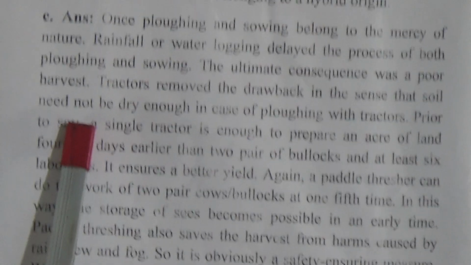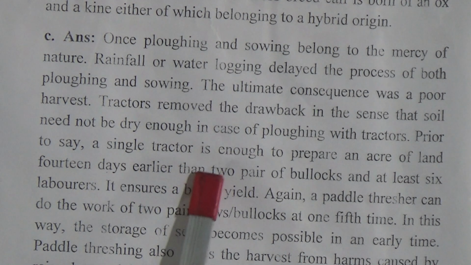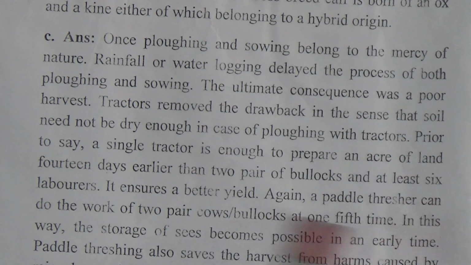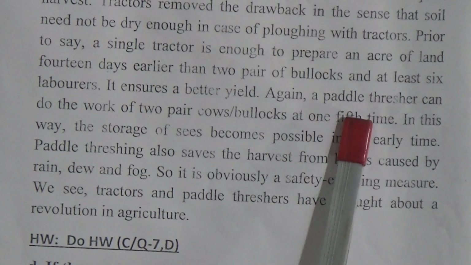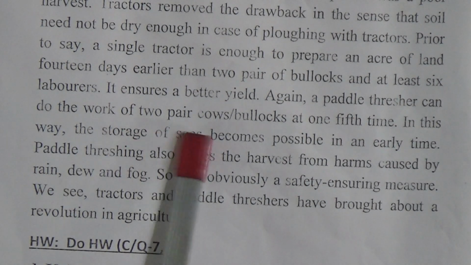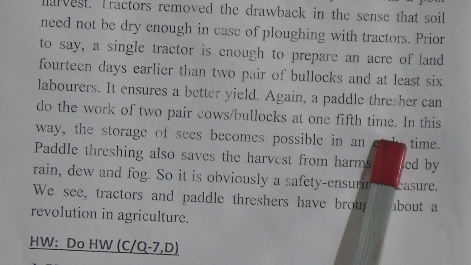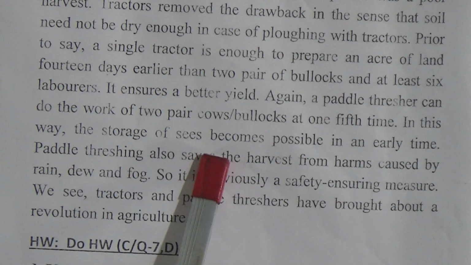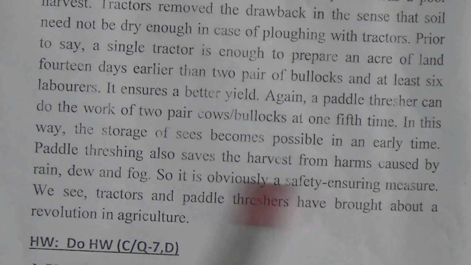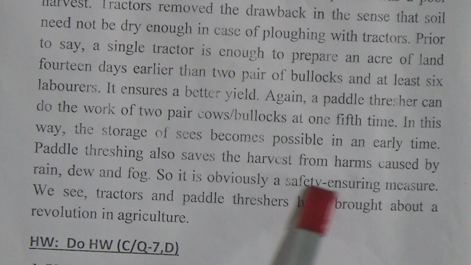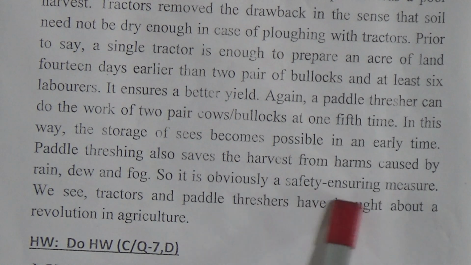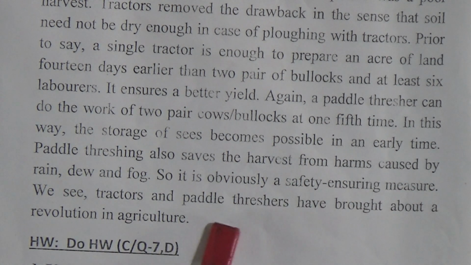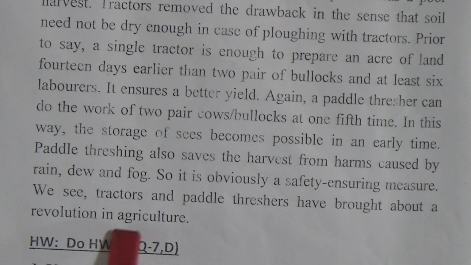Say, a single tractor is enough to prepare an acre of land 14 days earlier than 2 pairs of bullocks and at least 6 laborers. It ensures a better yield. Again, a pedal thresher can do the work of 2 pairs of bullocks in one-fifth of the time. In this way, the storage of seeds becomes possible in an early time. Pedal threshing also saves the harvest from harm caused by rain, dew, and fog. So it's obviously a safety-ensuring measure. We see tractors and pedal threshers have brought about a revolution in agriculture.